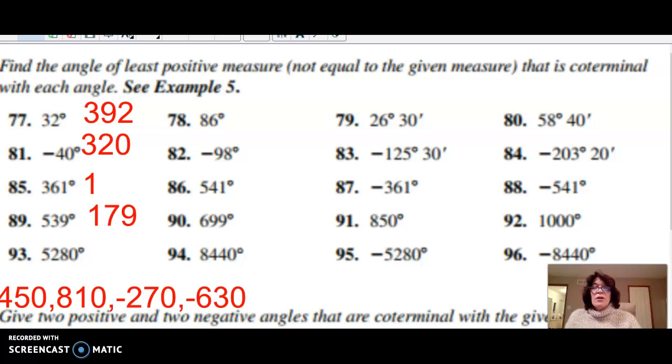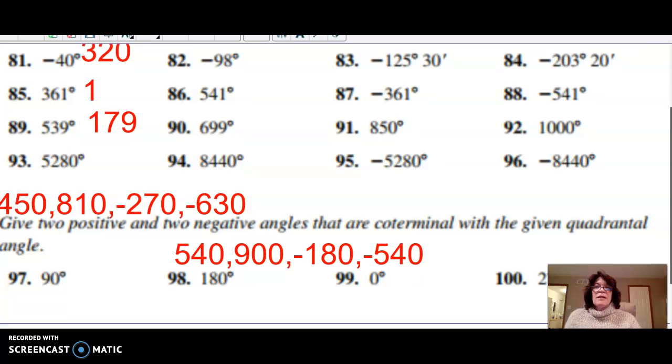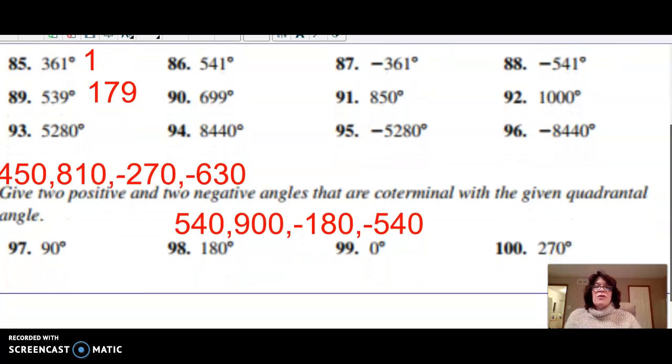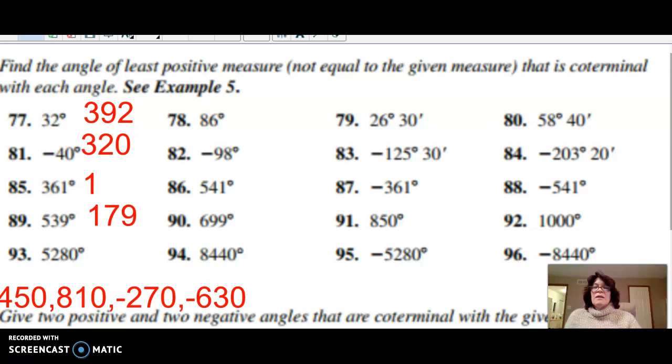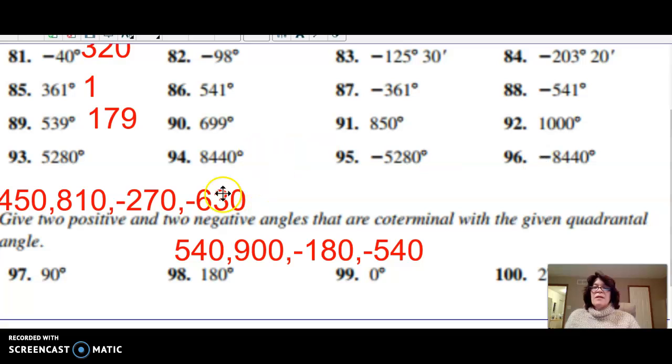The answers are right here. So if you want to check your work, number 77, you should have gotten 392. 81 was 320 degrees. 85 was 1. 89, 179. Okay, so just double check your answers here. These are just the ones that you had assigned. This 450, 810 must be the 97 and 98.